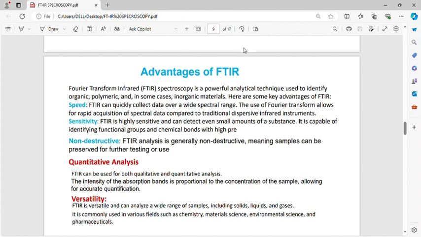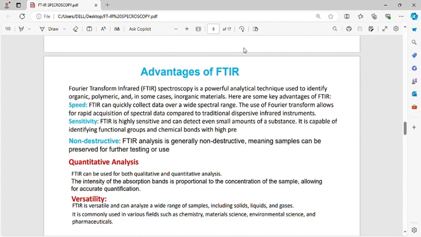FTIR speed. FTIR can quickly collect data over a wide spectral range. The use of Fourier transform allows for rapid acquisition of spectral data compared to traditional dispersive infrared instruments. Sensitivity. FTIR is highly sensitive and can detect even small amounts of substances. It is capable of identifying functional groups and chemical bonds with high precision.